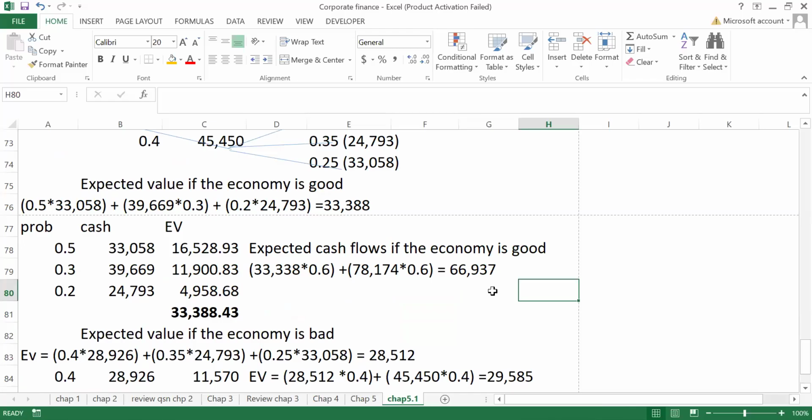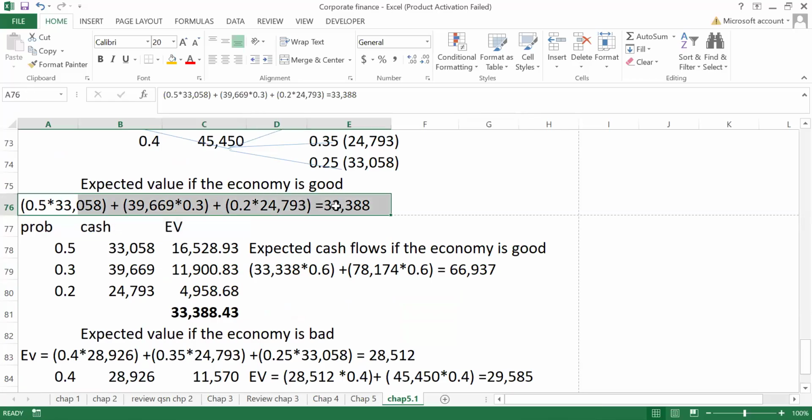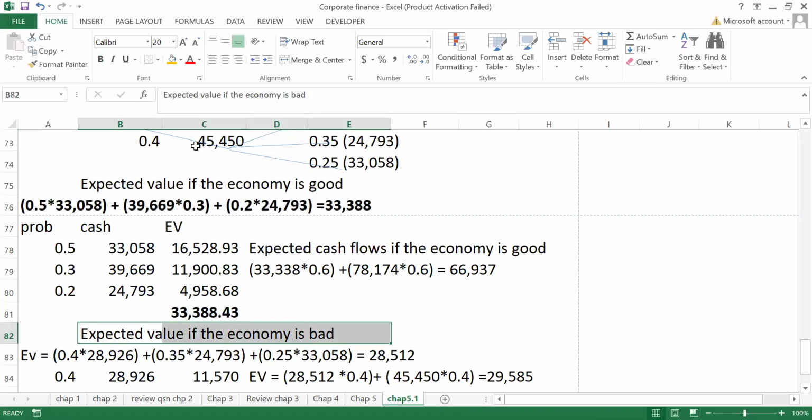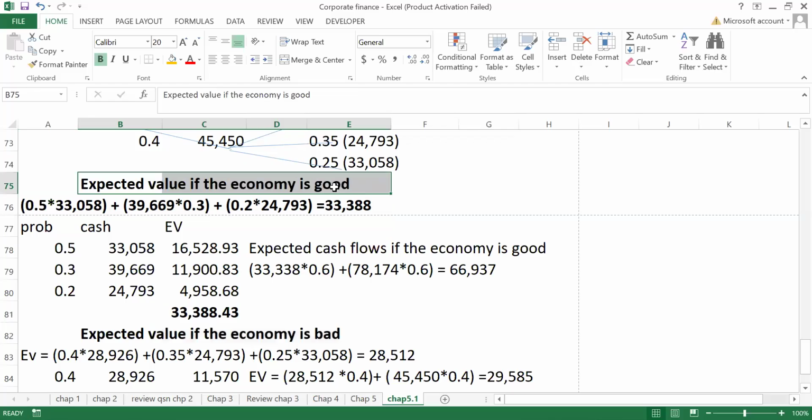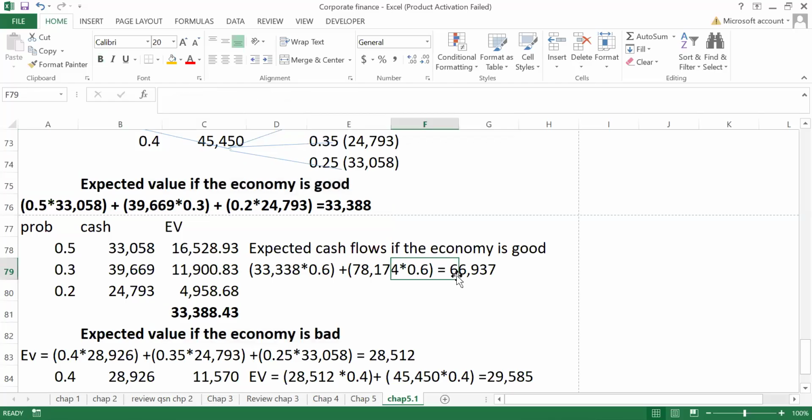Down here, where you put again expected value. This is for the second year, when the economy is bad. Because we have two probability, two choice decisions, I think. Economy can be bad, economy can be good.